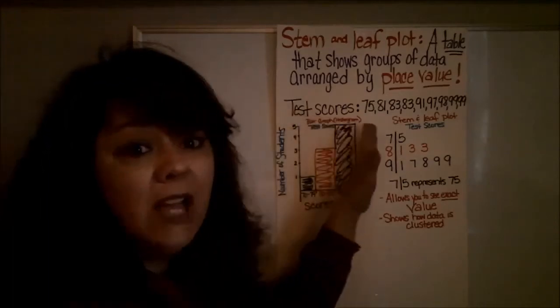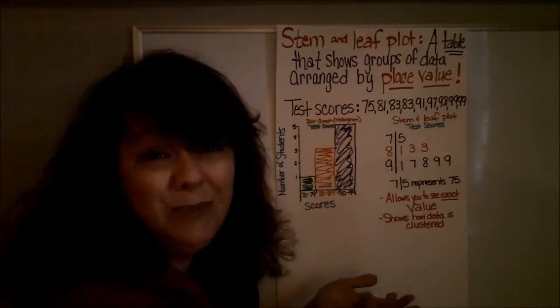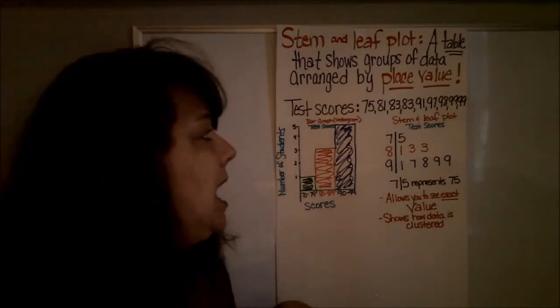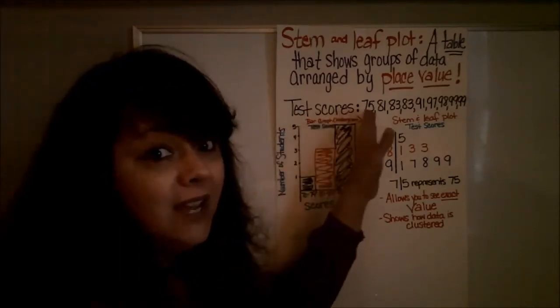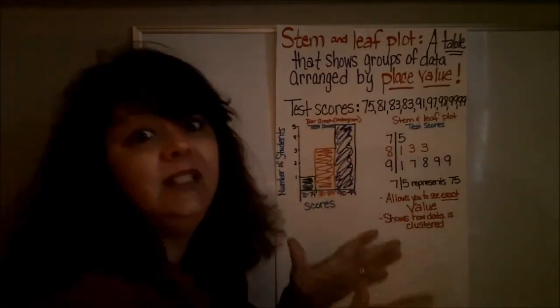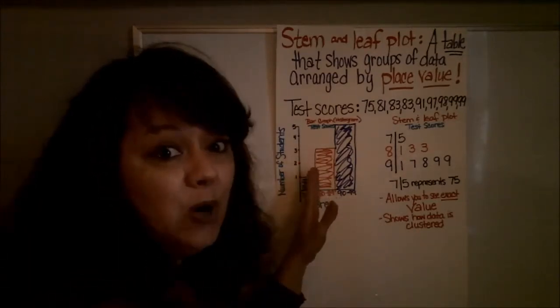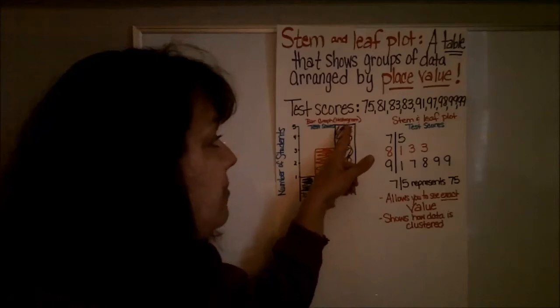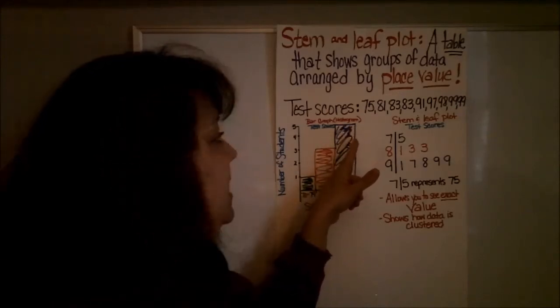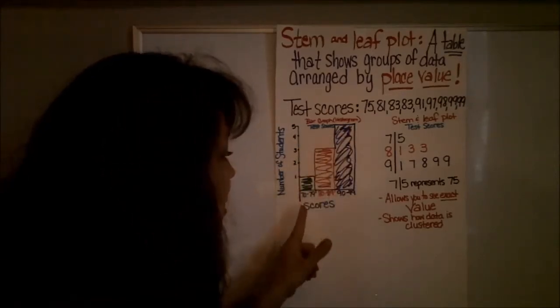So let's say that you've got your test scores and you want to see what kind of grade you're going to have. Or if you're a teacher and you've got test scores and you want to see where your kids were ranging on a certain test, you can make a bar graph. This particular kind of bar graph is called a histogram, and it shows the test scores.